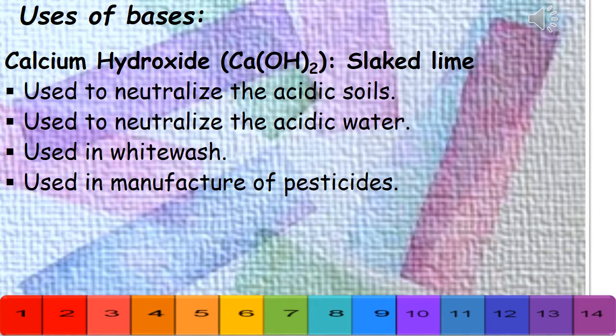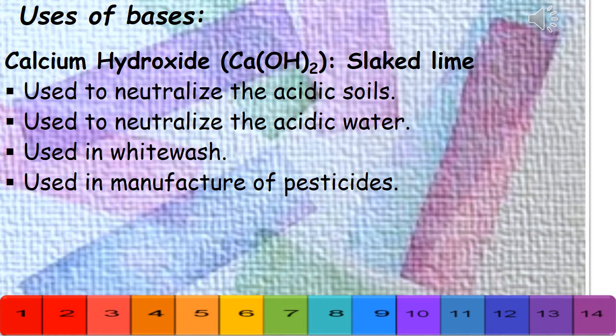Okay, so let's see the uses. Calcium hydroxide is used to neutralize the acidic soil. When the soil becomes acidic by the extensive use of fertilizers, this calcium hydroxide, that is slaked lime, is added to the soil to neutralize the amount of acid present in it. Okay, and then the nature of the soil changes to, say, neutral, which is good for the growth of the plants.